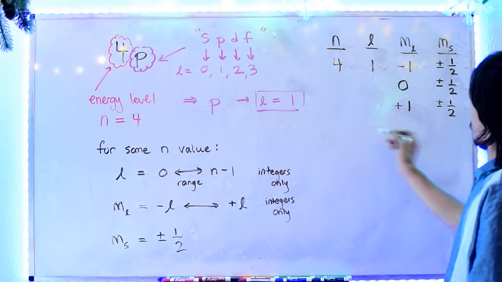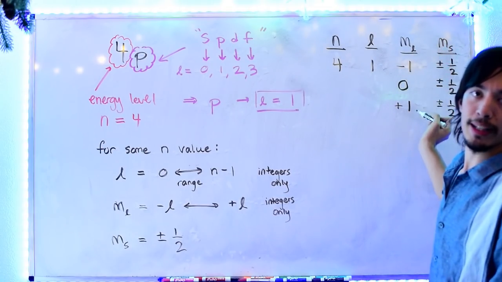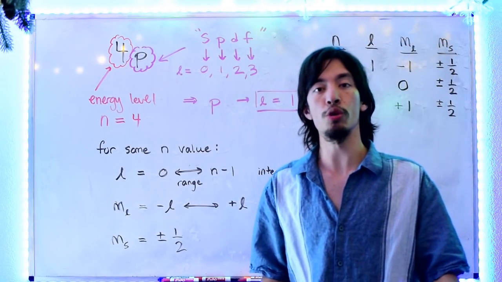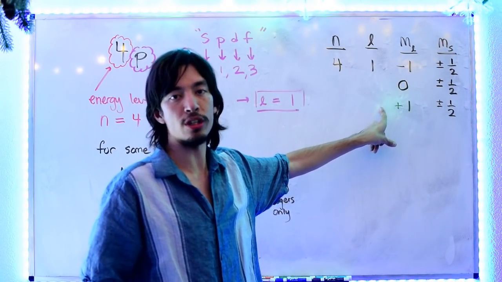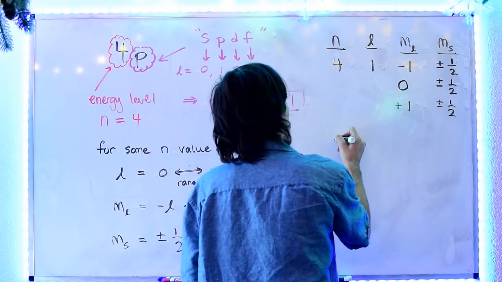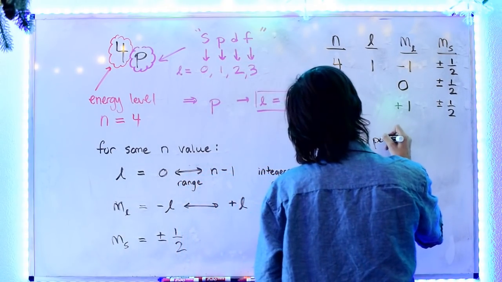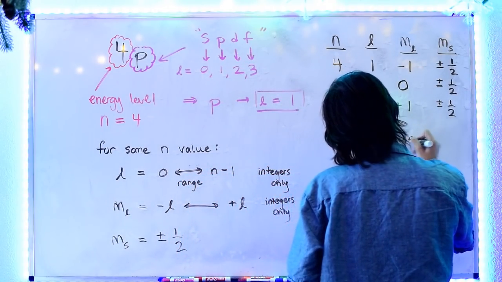So how many combinations do I have? Well, each one I've listed is plus and minus, so there's 2 combinations per line. So we have 2, 4, 6 combinations. So therefore, 6 possible states.